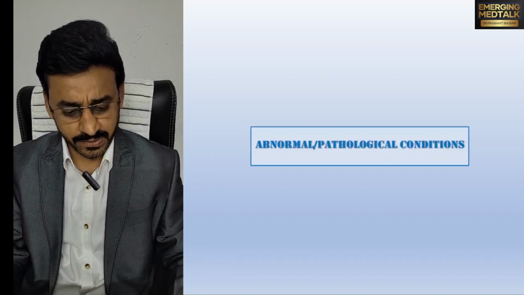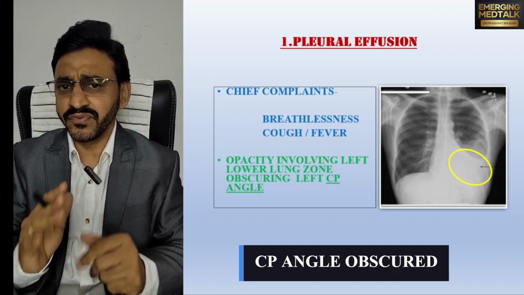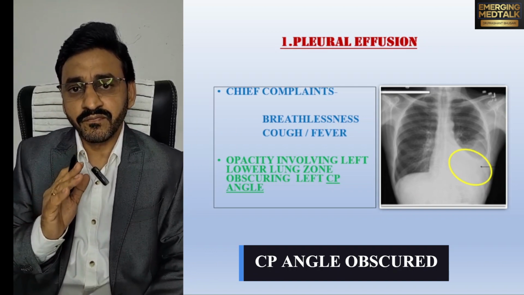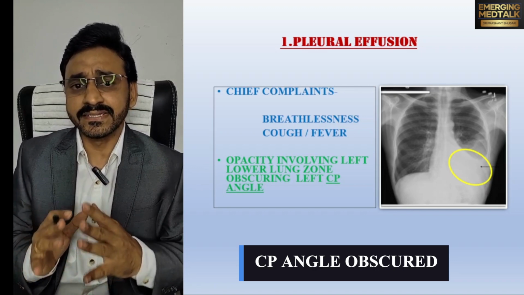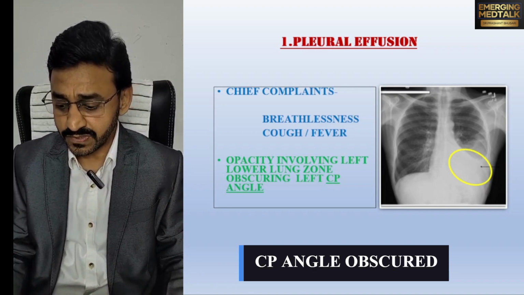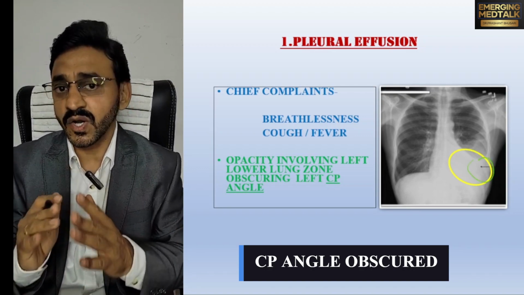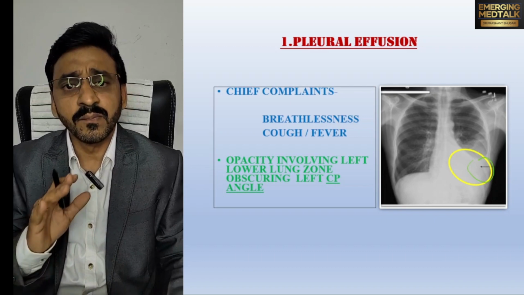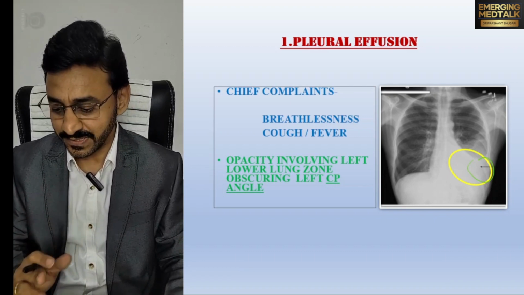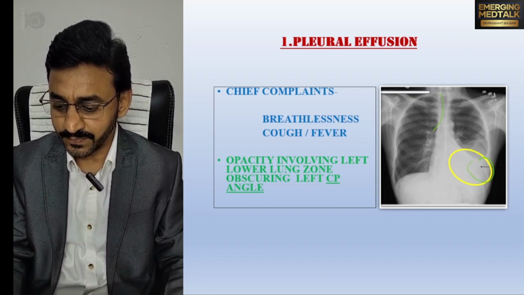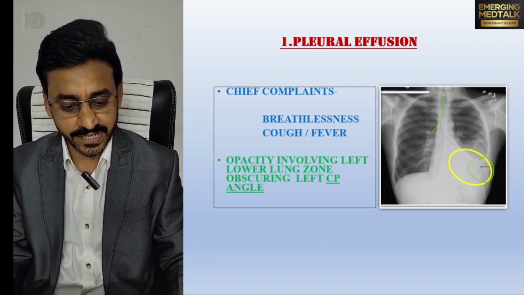So among these abnormal conditions, very common is pleural effusion, where fluid accumulates within the pleural cavity. In this we can see the left costophrenic angle is obscured, not seen clearly, with homogeneous radiopacity, and also there is a little shift of the trachea or the mediastinum towards the opposite side.